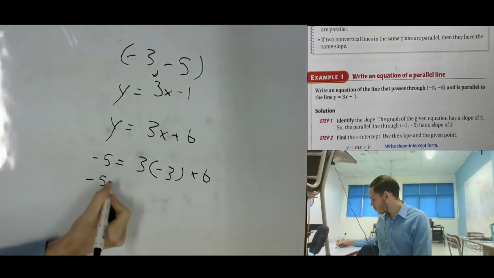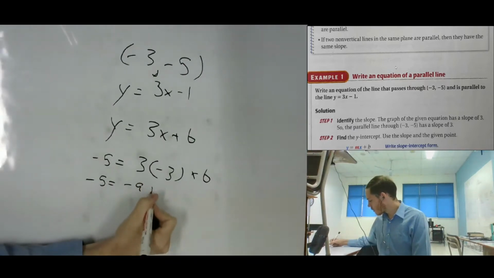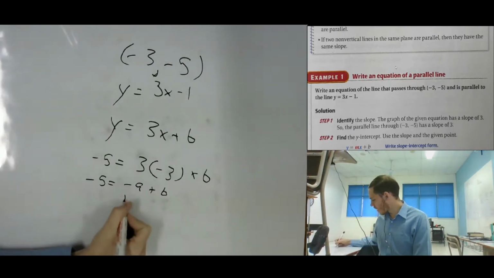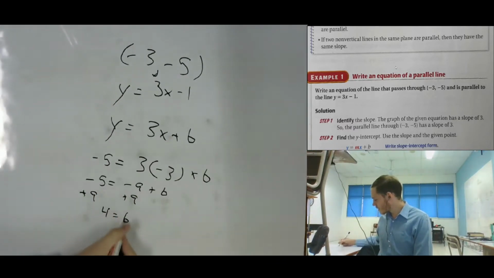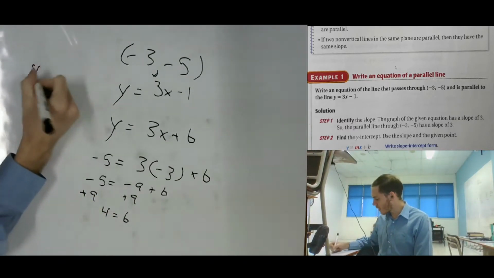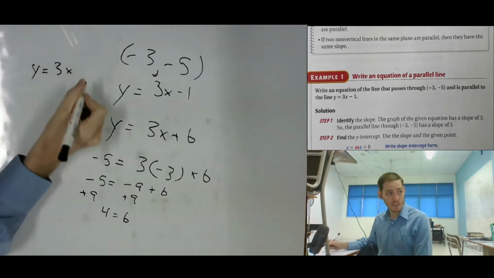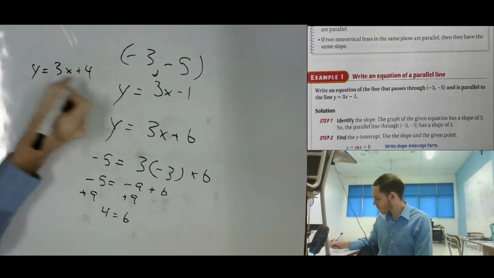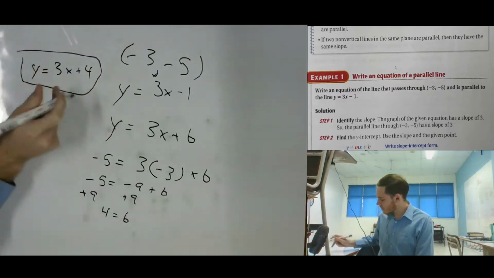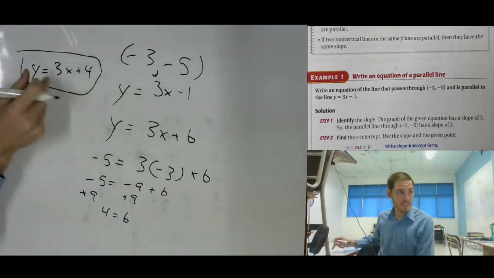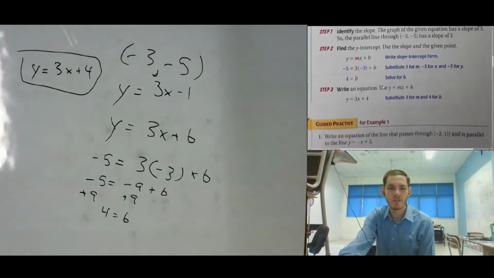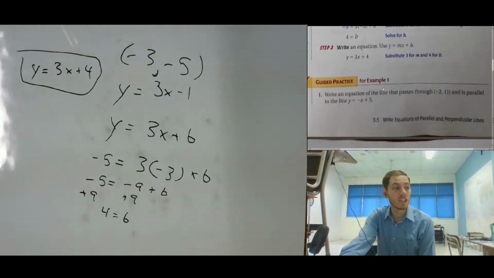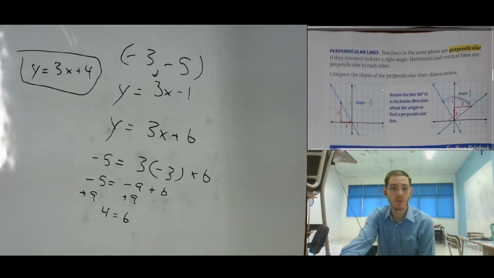Solving this out, we get -9 + b = -5. Add 9 to both sides: 4 = b. So our new equation is y = 3x + 4. And as you can see, our lines have the same slope but different y-intercepts. That's going to be pretty much the case for all parallel lines. We're going to cover another example at the end of this video, so bear in mind we will cover that.